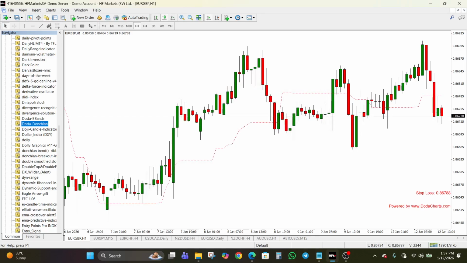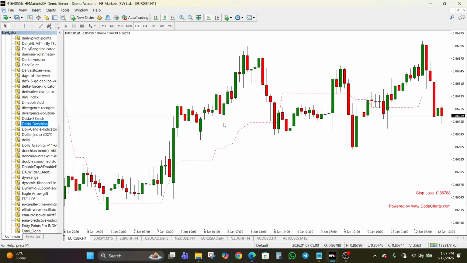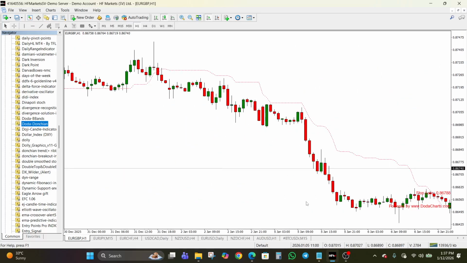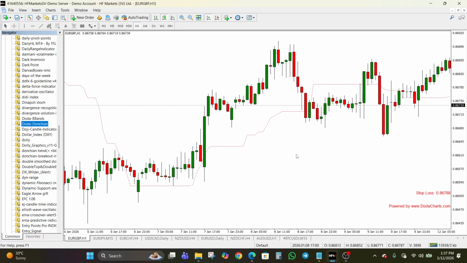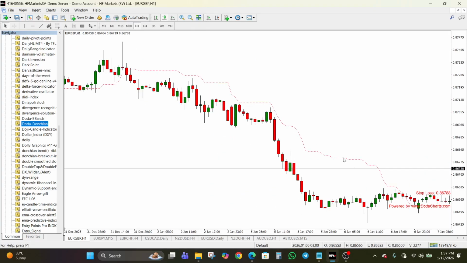Now, this indicator is built to highlight dynamic price channels and breakout zones. Okay, you can see that the indicator is a trend following indicator, right? It shows you when the trend is bullish by being below the candlesticks. The indicator line will be below the candlesticks, right? But when the trend is bearish, you will notice that the indicator line will be above the candlesticks, like what we can see happening here.